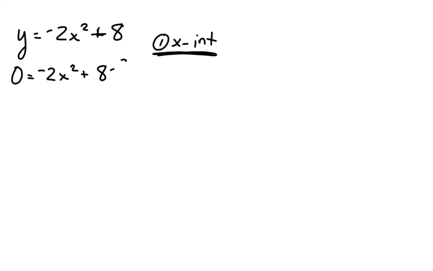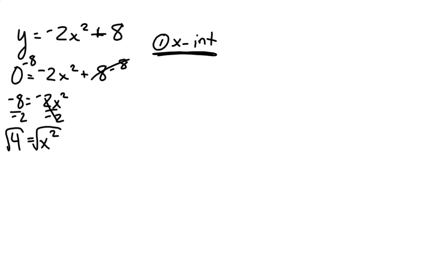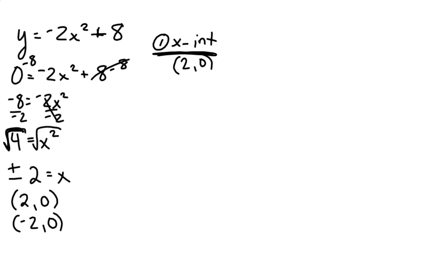Well, what I would do is I would move the 8 over. Negative 8 equals negative 2x squared. That's gone. Divide by negative 2. So 4 is equal to x squared. Get x by itself, you square root. So remember, when we square root, it's the positive or the negative. So the square root of 4 is positive or negative 2. So there's our two x-intercepts, (2, 0) and (negative 2, 0). So there's some information that I could use to do my graph.